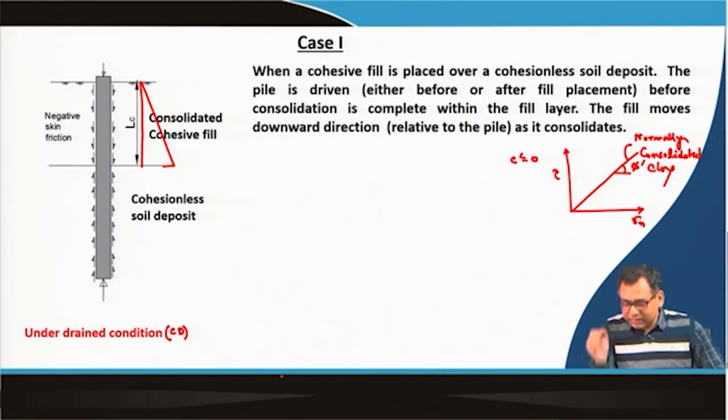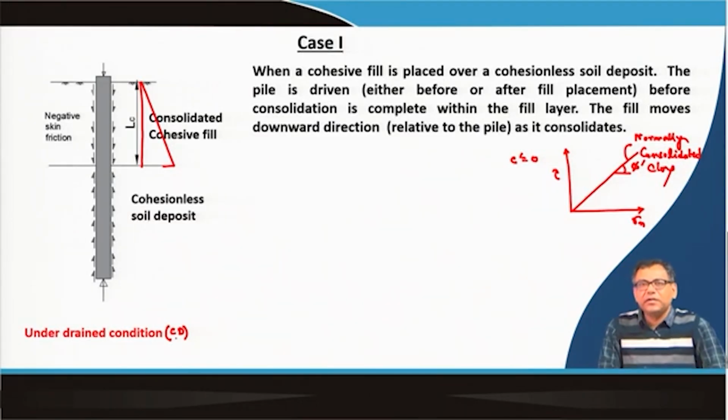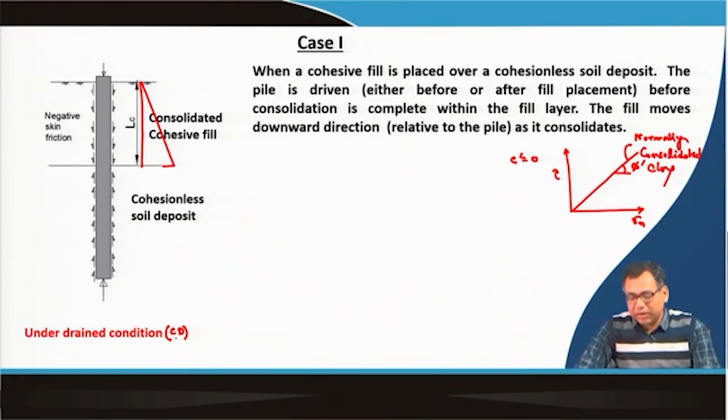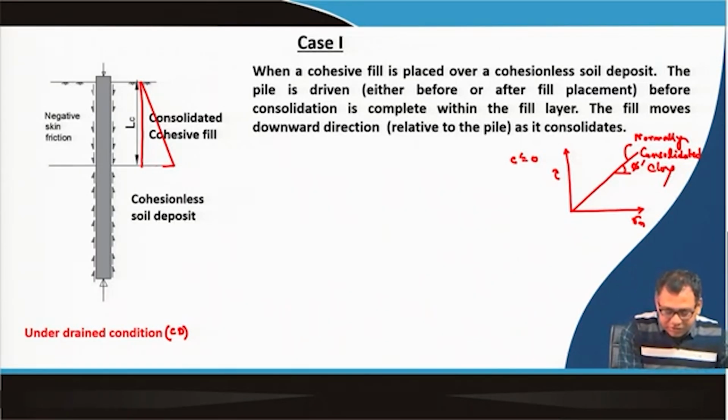So for a CD test on normally consolidated clay, the cohesion value will be 0 and there will be only the friction value. If it is an over consolidated clay, then there will be some cohesion value as well as the friction value. But here we assume that our field is a normally consolidated clay. So we will get this type of distribution, and then we can calculate the friction resistance or the negative skin friction.